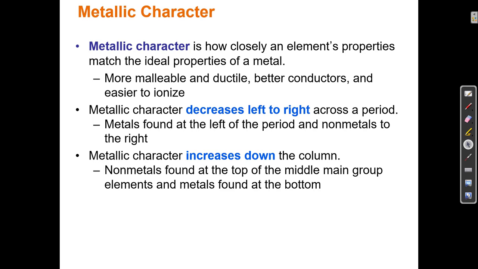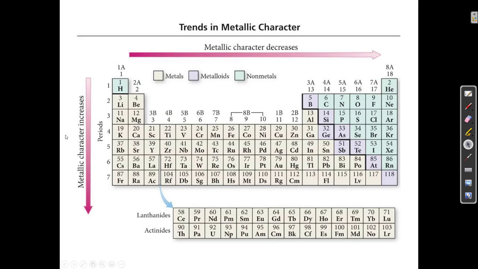So it shouldn't be a surprise that metallic character and ionization energy have the same trend. The more metallic something is, metallic character increases from the right to the left, and it increases from the top to the bottom.